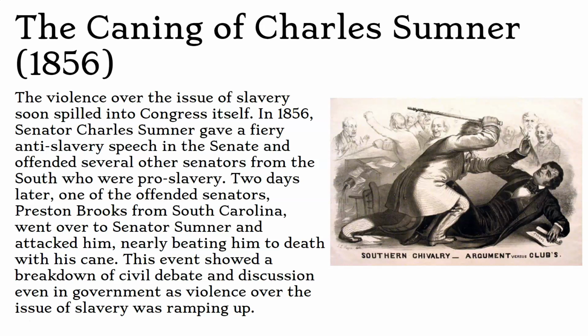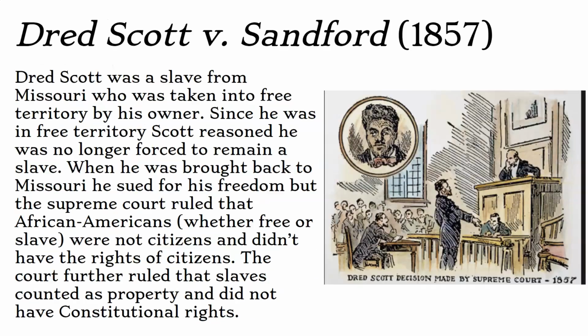This event showed a breakdown of civil debate and discussion, even in government, as violence over the issue of slavery was ramping up. So imagine, this is the Congress. This is the government where laws are made and people are supposed to be civil and write the laws of the country. You have a senator taking his cane, running over to another senator, and beating him nearly to death over the issue of slavery. And it won't be long until we have not just congressmen, but ordinary citizens going at it over the issue of slavery, just like we saw in Bleeding Kansas as well.